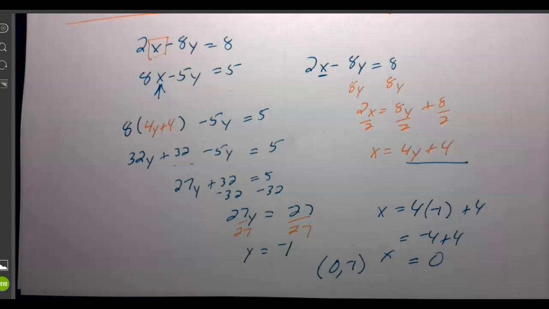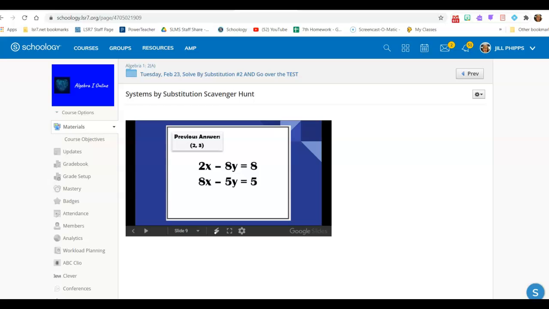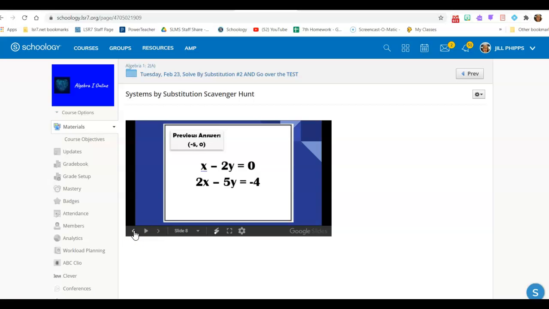Okay, let's go find that answer, and find our next problem. So our answer is (0, -1). Notice I'm on slide 9. I'm going to go back and find (0, -1). There it is. Oh, and this one's a nice one. So (0, -1) is our answer.